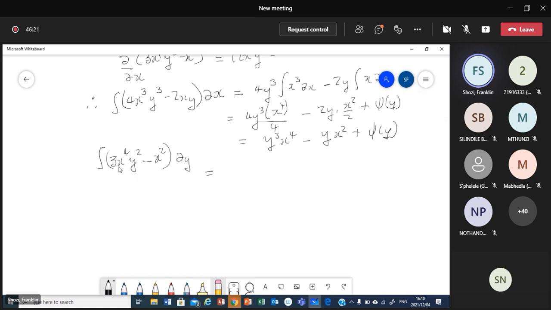Which one is a constant? It is 3x to the power 4. So it's 3x to the power 4. But what is the integral of y squared? It is y cubed over what? Over 3.